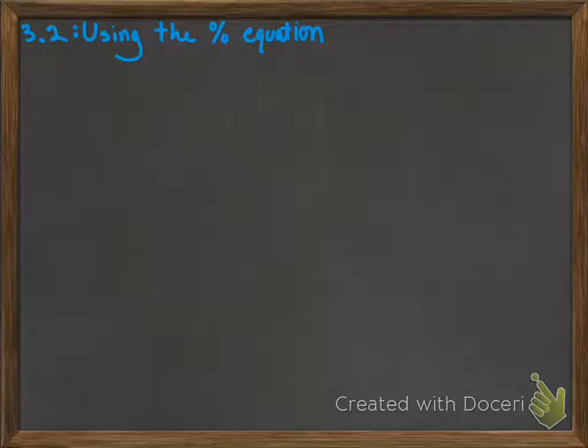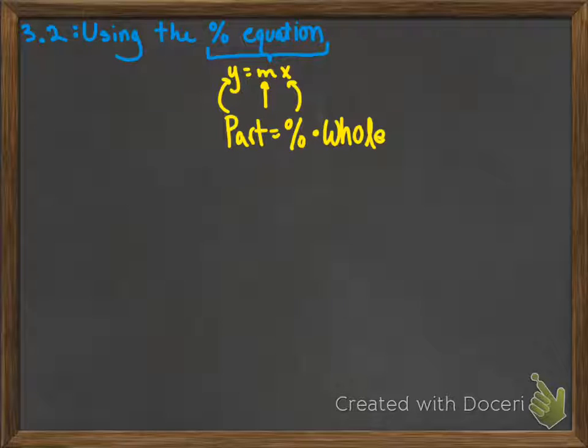3-2 is all about using the percent equation. So we're actually going to take the percent equation that we know from last 3-1, and now we're going to put it into action. And just a gentle reminder that the percent equation can be written as y equals mx, where y, m, and x means part equals percent times whole, so y is part, m is percent, and x is your whole.